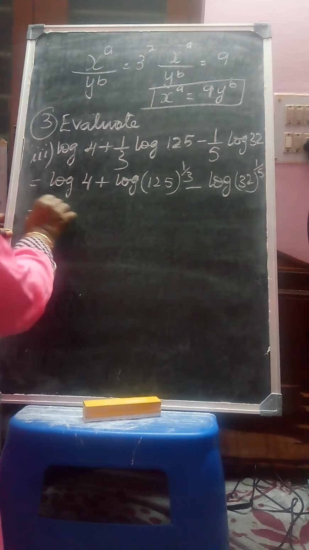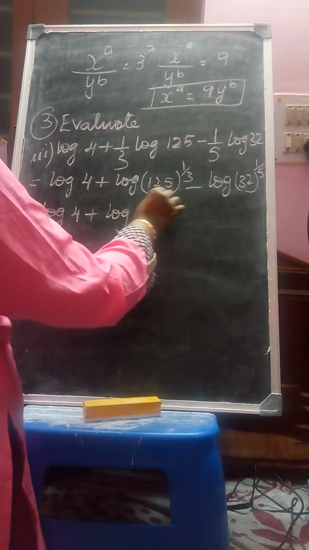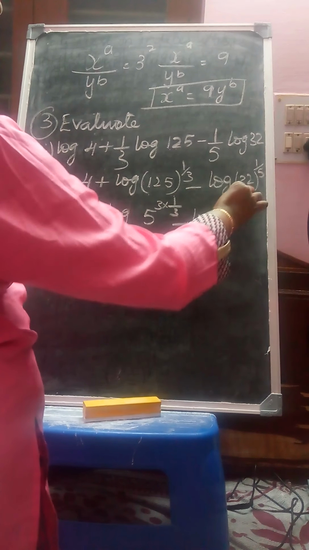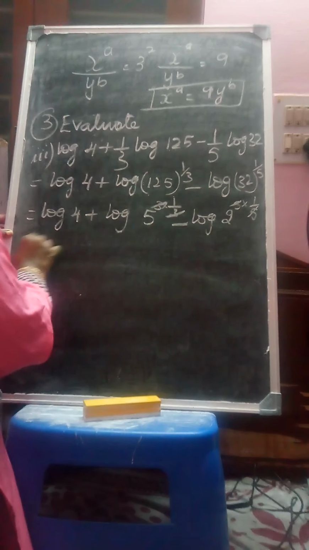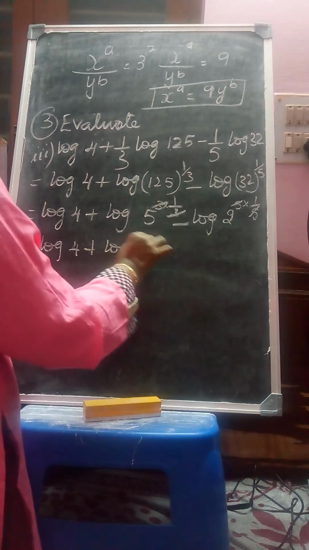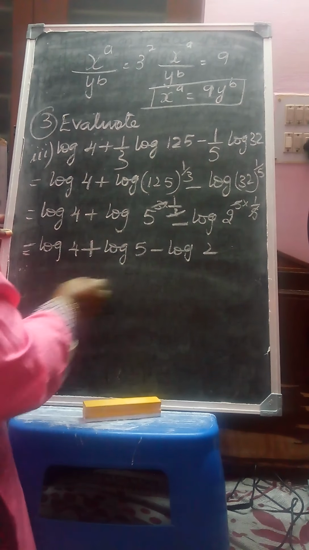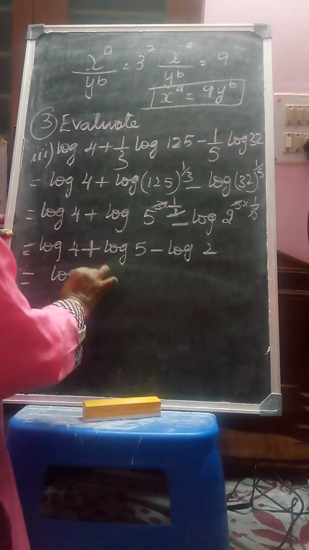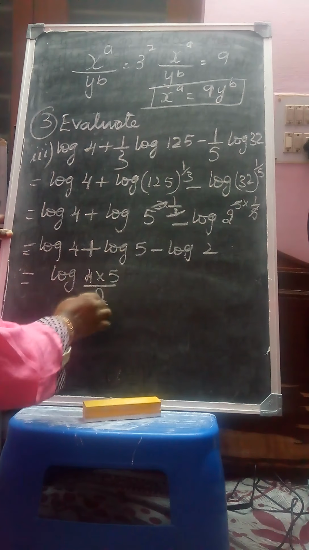Now this will be log 4 plus log, now 125 is 5 cube. So 5 cube into 1 by 3, minus log 32, which is 2 raised to the power of 5 into 1 by 5. So 5 gets cancelled, 3 gets cancelled. So this will be log 4 plus log 5 minus log 2. Now you know when it is plus it is product, when it is minus it is quotient. So this will be log 4 into 5 by 2. This is how you will write.